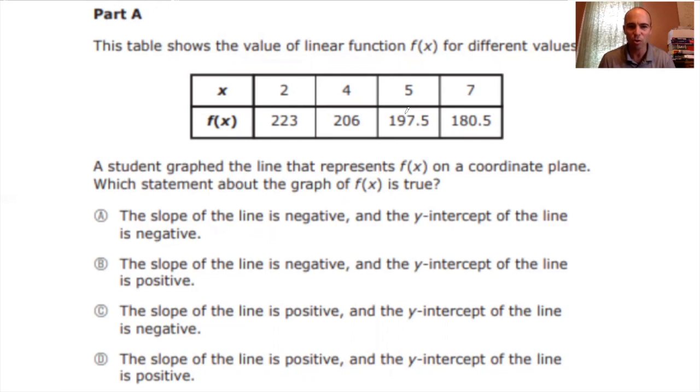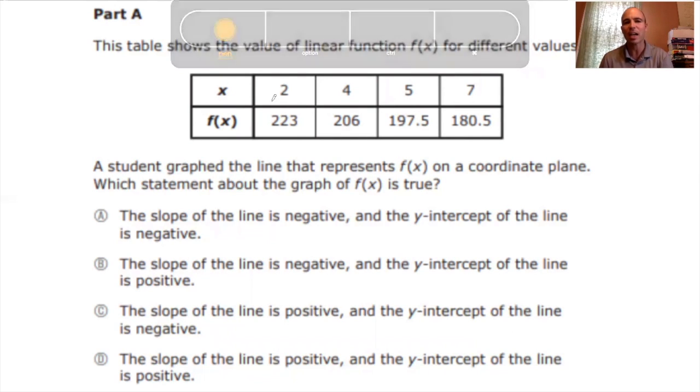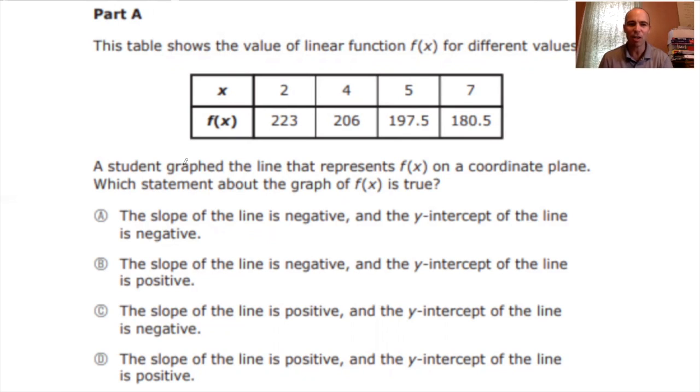Okay, well, let's see. I could talk abstractly. As x is getting bigger, f(x) is getting smaller, so there should be a negative slope, a negative rate of change. So right away, these two that say the slope is positive are automatically wrong. The other thing conceptually: if it's going down from 223, then 0 would have to be even bigger than 223, so that y-intercept would definitely be positive.